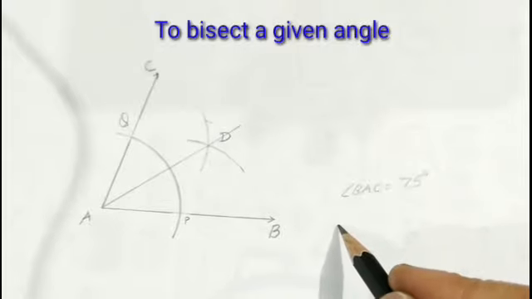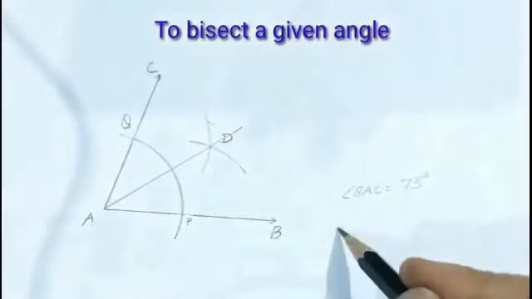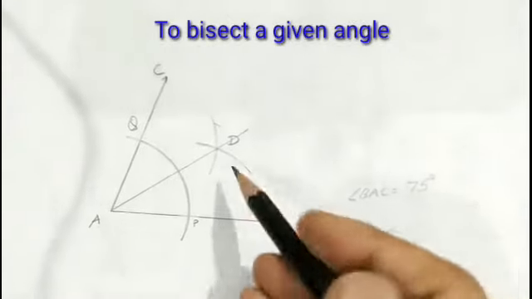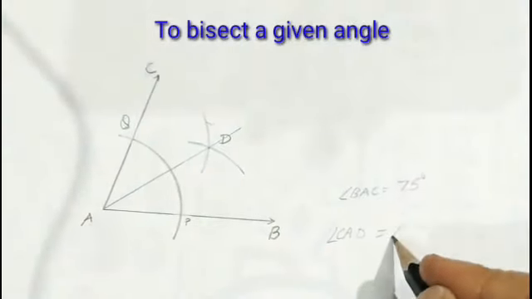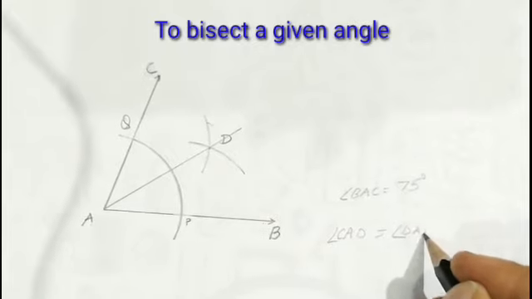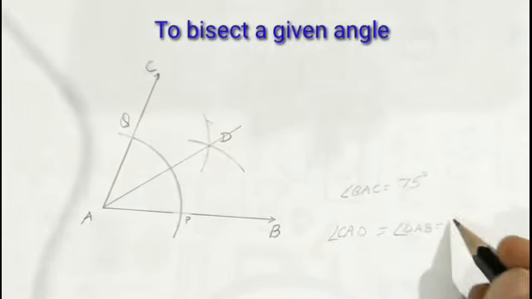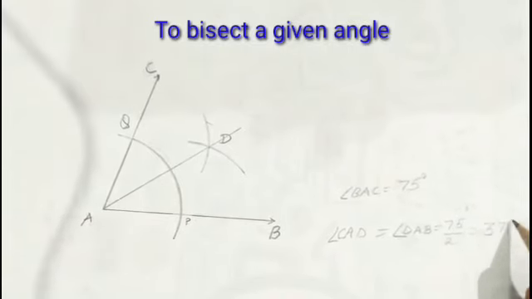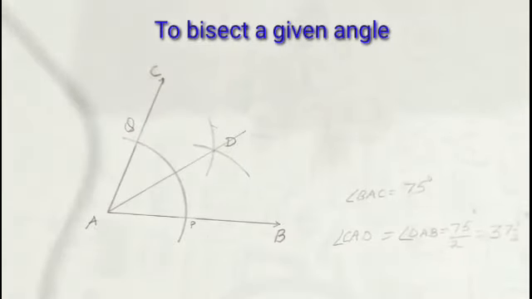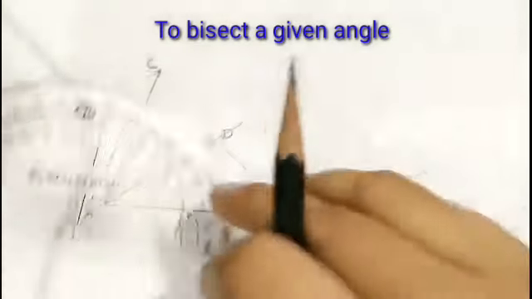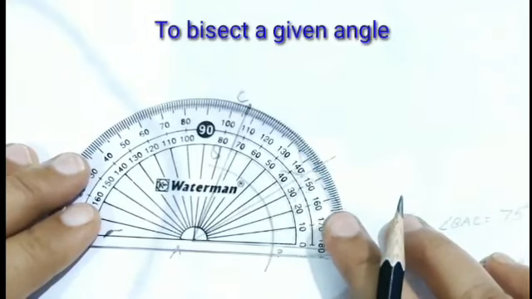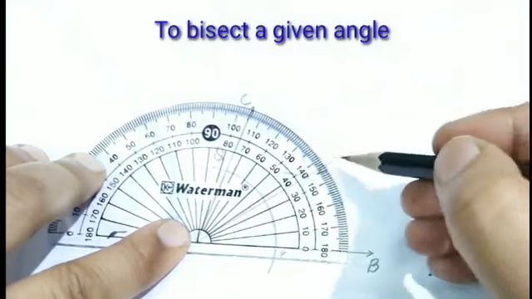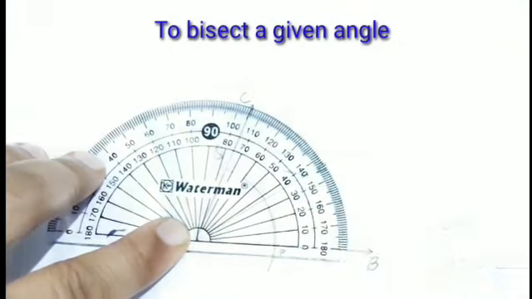It means angle CAD equals angle DAB equals half of 75 degrees, that is 37.5 degrees. Let's verify using a protractor. Place it on the vertex of the angle, line up the baseline with the ray and just see it's exactly equal to 37.5 degrees.